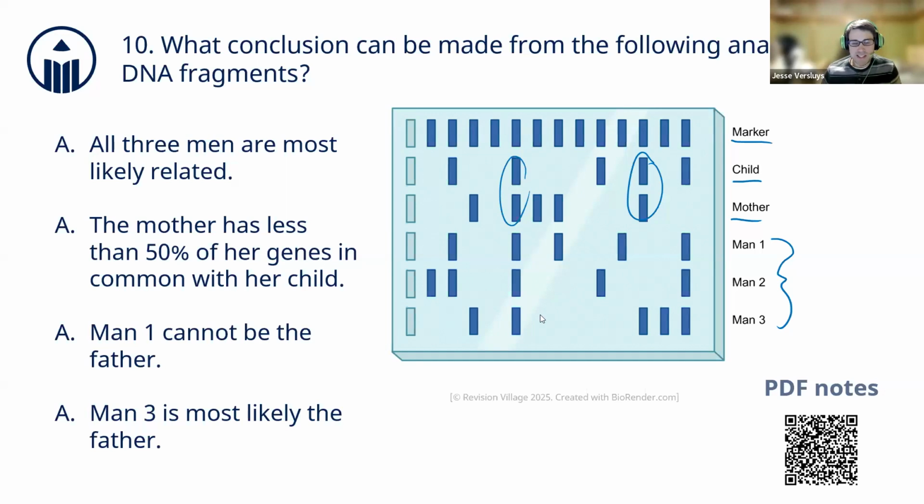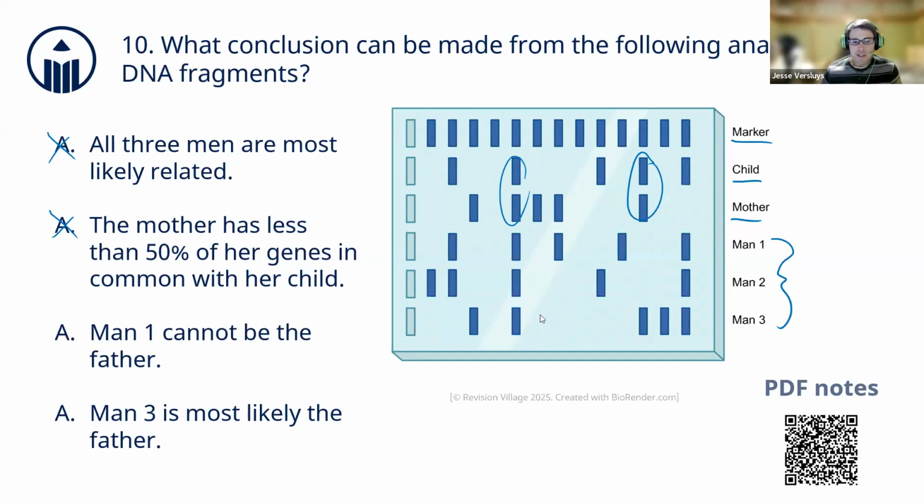That's just the way that inheritance works. So even though the number of bands for this particular segment of DNA doesn't necessarily reach that 50% level, overall, she's going to have 50% of her genome in common with her child. So it's not going to be that one. So it's not that, it's not that. All right, man number one cannot be the father.